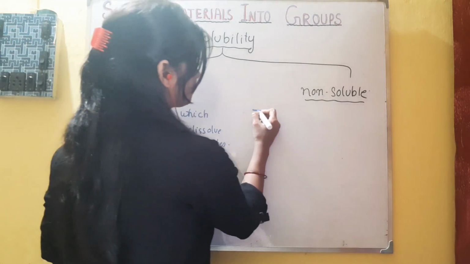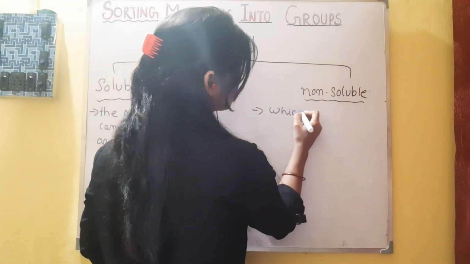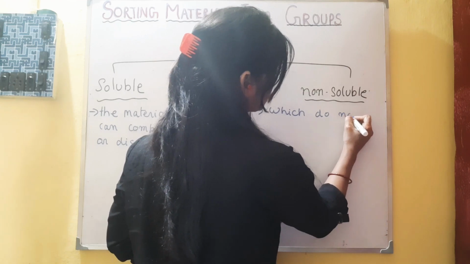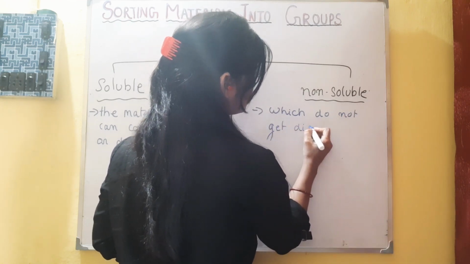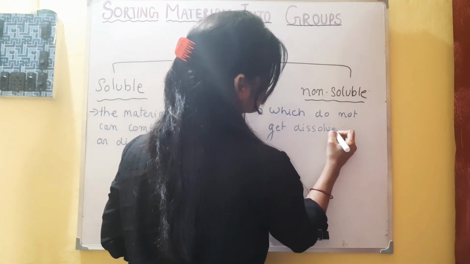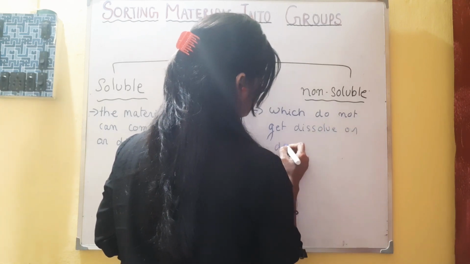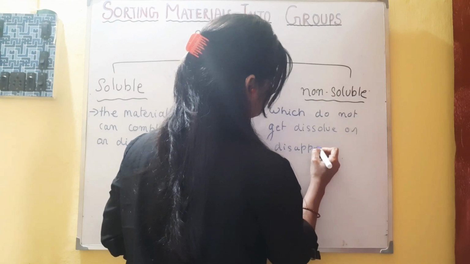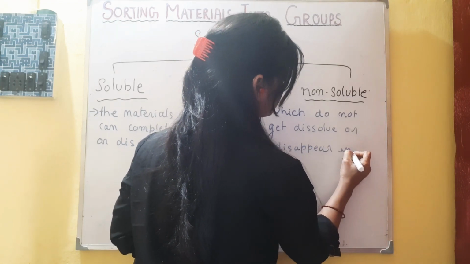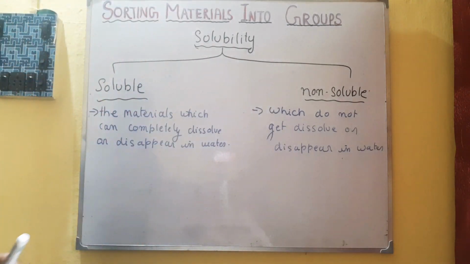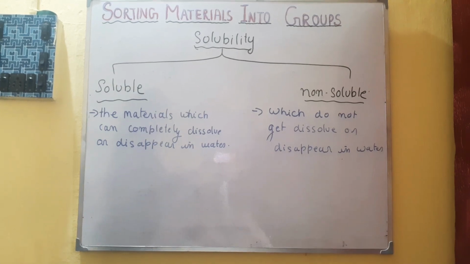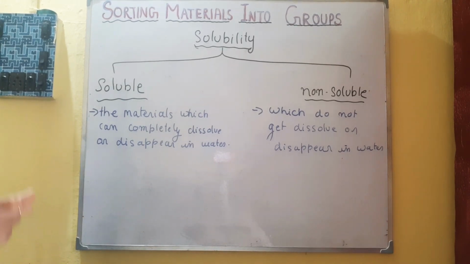So the materials or things which can completely dissolve or disappear in water are called soluble, whereas the material which does not dissolve or disappear in water is called non-soluble. For example, sand in water.